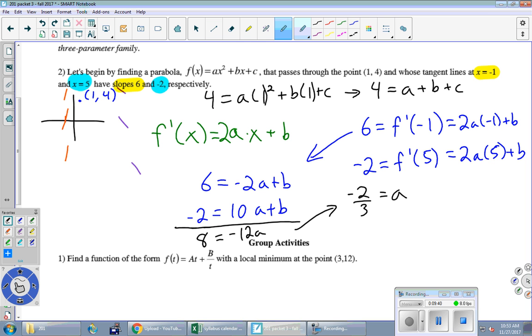And then you plug that value of a into either of the blue equations, and then we can figure out b. Let's plug into the top equation. 6 equals -2 times the a, which we just discovered is -2/3, plus the b.